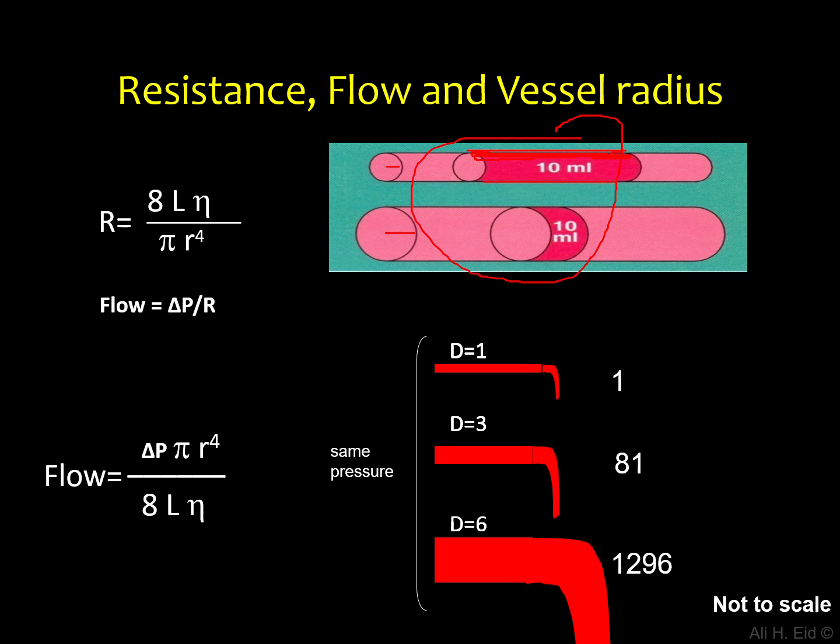Remember that flow is inversely proportional to the resistance, I mean. So the smaller the radius, the more the resistance. The larger the radius, the less the resistance. Resistance is dictated by this equation, which says that more length, more resistance, more viscosity, more resistance.